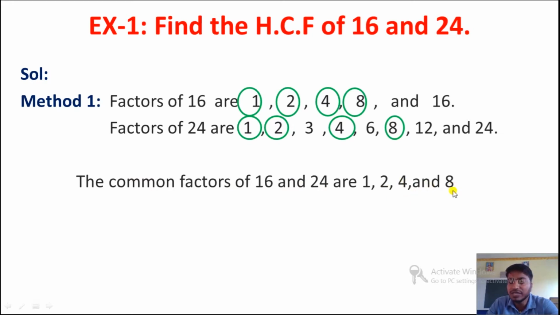Now out of these factors we have to check the greatest factor. So clearly you can see 8 is the greatest number out of these factors. So this 8 will be the HCF. Understood? 8 is the greatest factor here, therefore 8 will be the HCF. So this is how we have to find the HCF of given numbers. Clear to you?